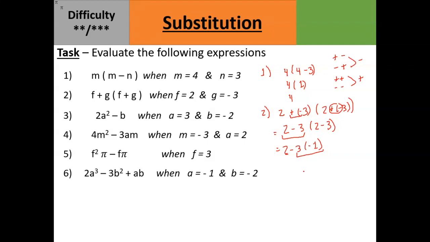You do your multiplication first? Correct. We're going to do multiplication first because BEDMAS tells me that I have to do division and multiplication before I do any addition and subtraction. So I'm going to get -3 times -1 gives me 2 plus 3, because -3 times -1 gives you a 3. So my overall answer will be a 5.